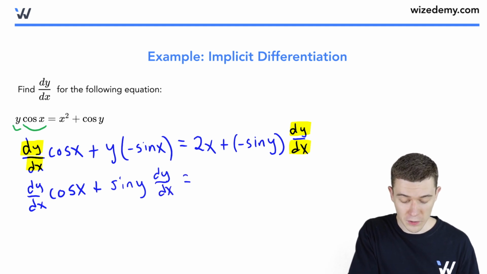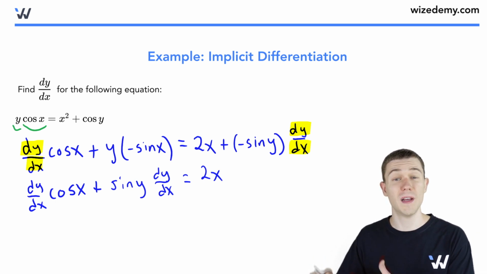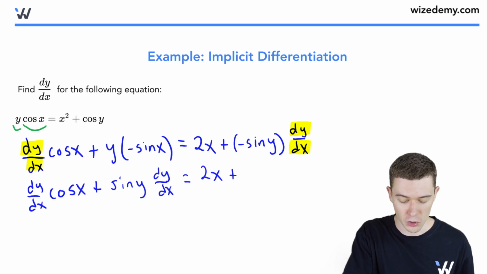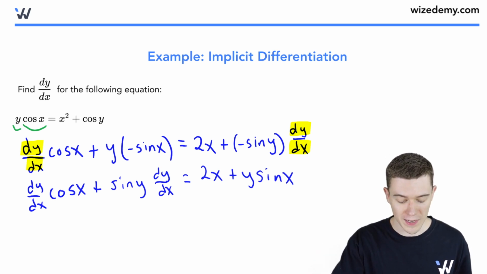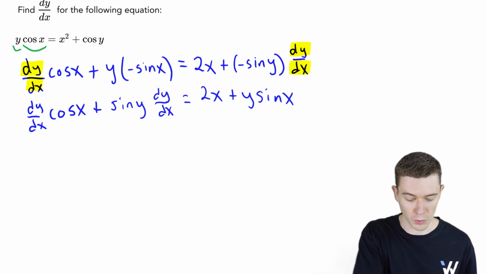On the right-hand side, there's still going to be that 2x, and the y times minus sine term does not have a dy over dx attached, so I'm going to add that to the right-hand side so that everything on the left has the dy dx, everything on the right does not. Now that dy dx is in every term on the left, it's a factor. I can factor it out. This is how we'll solve for it.